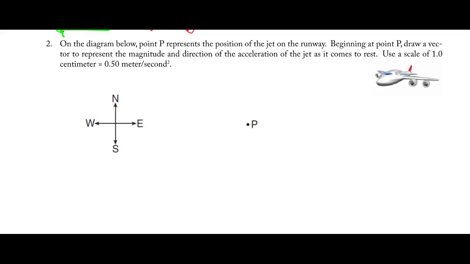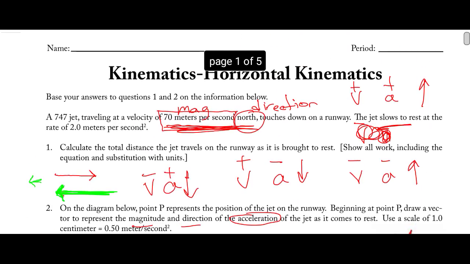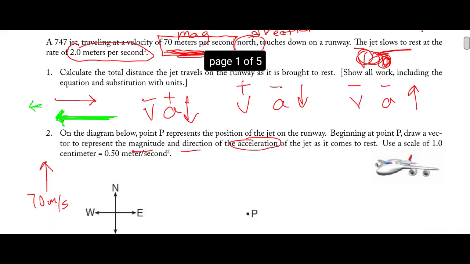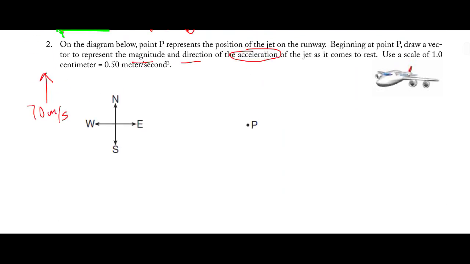It says on the diagram below, and let me use another color, point P represents the position of the jet on the runway. We do know the jet is heading north, right? Because the problem said he was going 70 meters per second north. And it wants to know the magnitude and direction of the acceleration. We already know the acceleration. The acceleration was given right here, 2 meters per second squared. So I'm just going to pull that down. This is 2 meters per second squared.